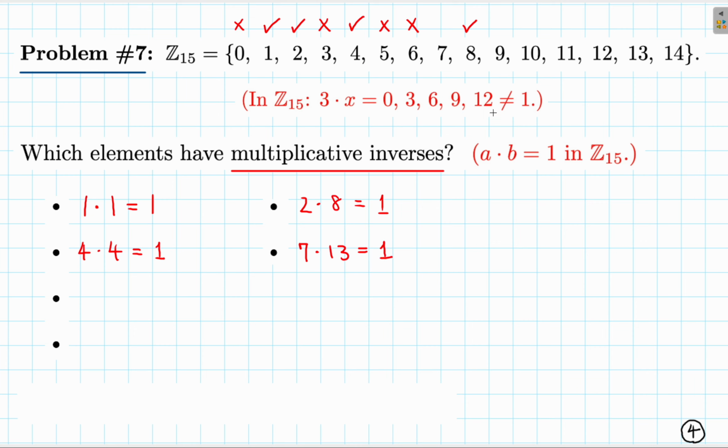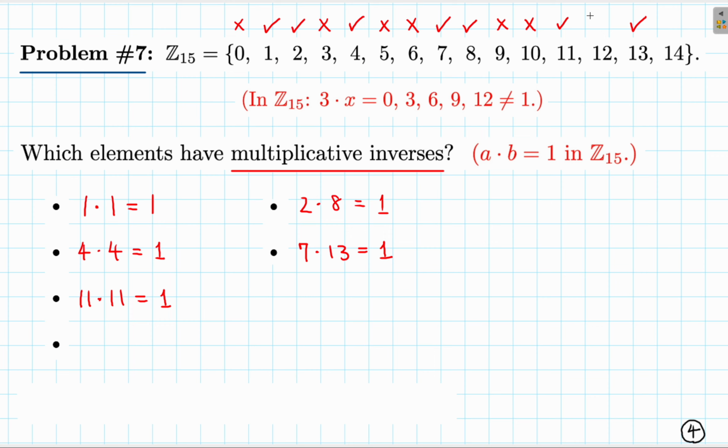So 7 times 13, that's a multiplicative inverse pair. So 7 and 13 are good to go. We already checked off 8. 9, once again, multiples of 9 will only give us, and I'll leave this up to you to check, 0, 3, 6, 9, 12. And so we'll never get a 1. Multiples of 10, we'll never get a 1 again. I'll leave you to check the details. 11 is its own multiplicative inverse. So 11 times 11 is 121, which is 1 more than a multiple of 15.